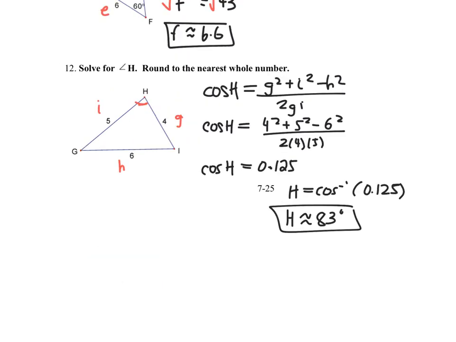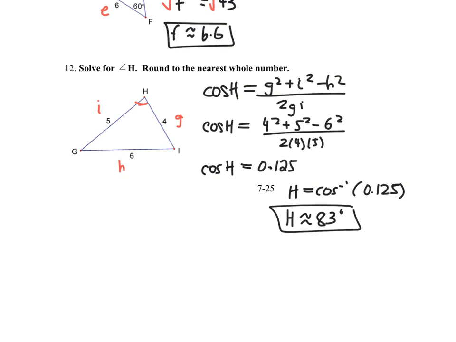Okay, so we were looking for angle H, so I started with cos H equals the other two sides, so g squared plus i squared minus h squared over 2gi. Plugged everything in, and when I simplified my fraction, I got 0.125. And then I took my cos inverse because that's what we do whenever we try to solve for an angle, and I got approximately 83 degrees.